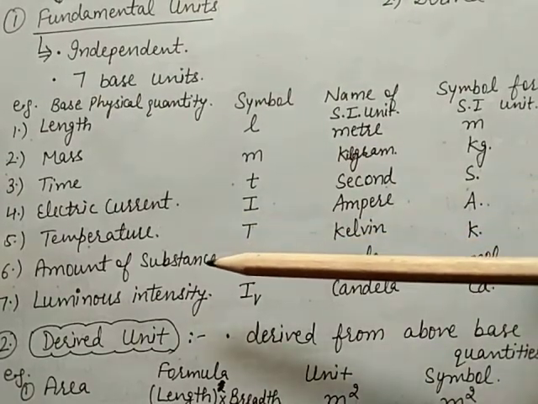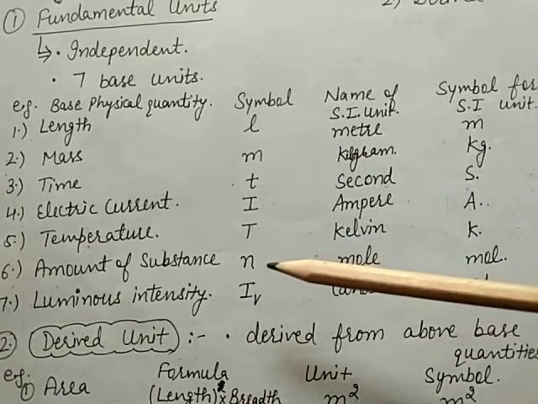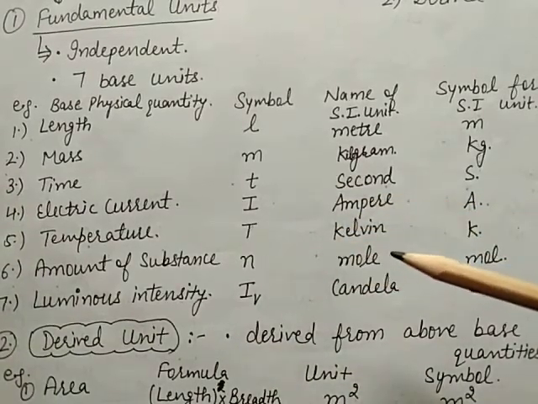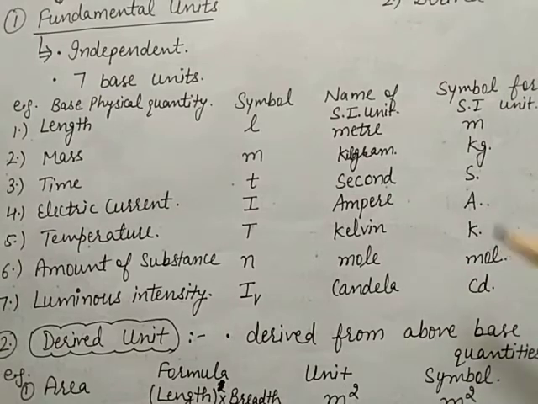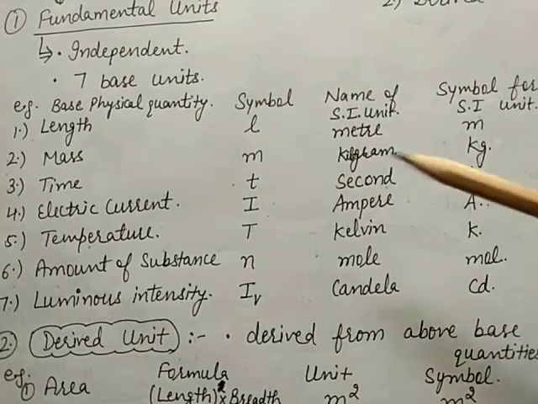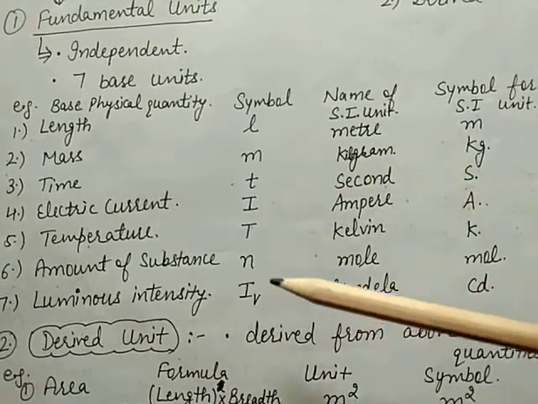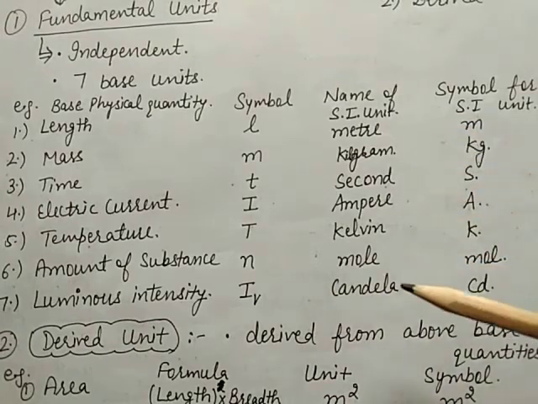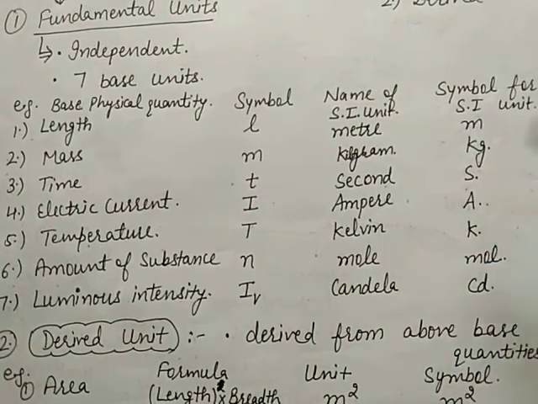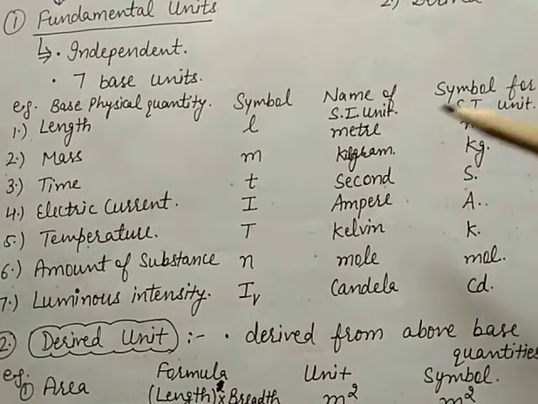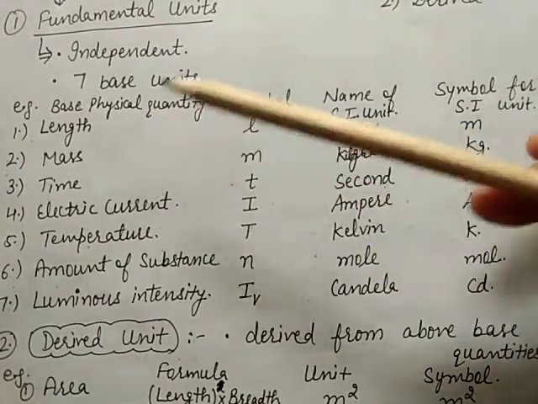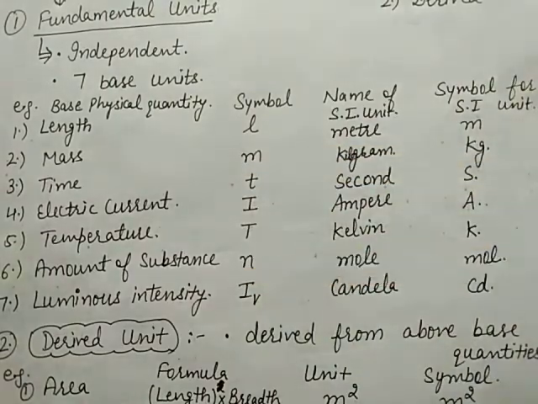Sixth is amount of substance. Symbol n, name of SI unit mole, symbol mol. Next, seventh is luminous intensity. Symbol Iv. Its unit is candela, symbol cd. All these are the 7 basic fundamental units.